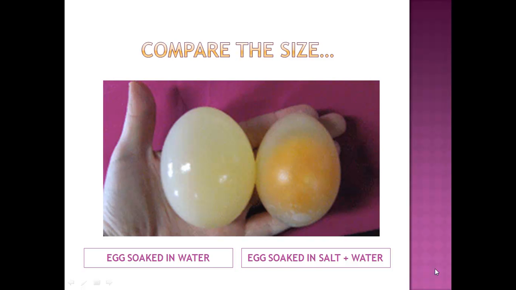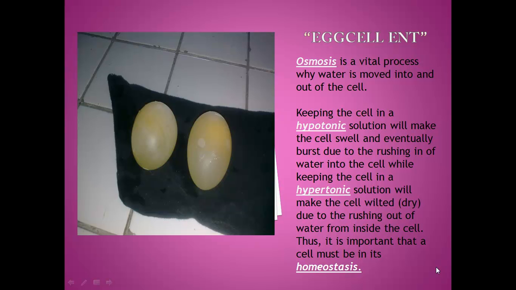This activity helps us to understand that it is important for the cell to be in its homeostasis, or in its balanced state, so as not to get damaged. Keeping the cell in a hypotonic solution will make the cell swell and eventually burst due to the rushing in of water into the cell, while keeping the cell in a hypertonic solution will make the cell wilted or dry due to the rushing out of water from inside the cell.